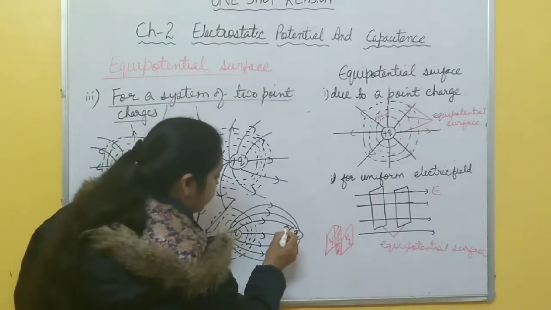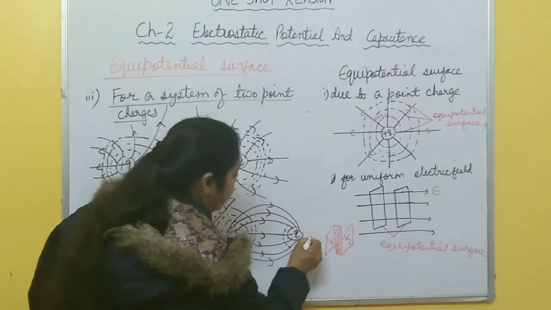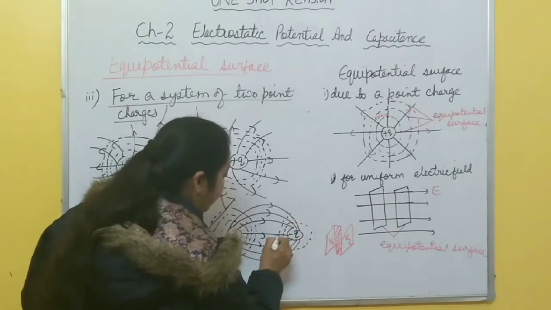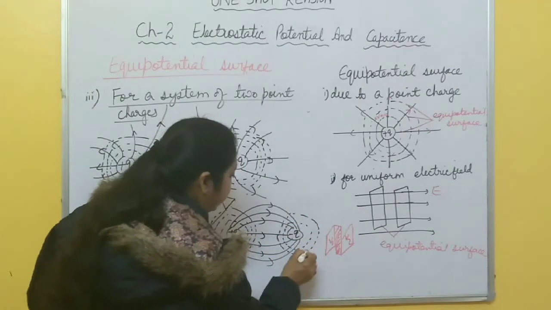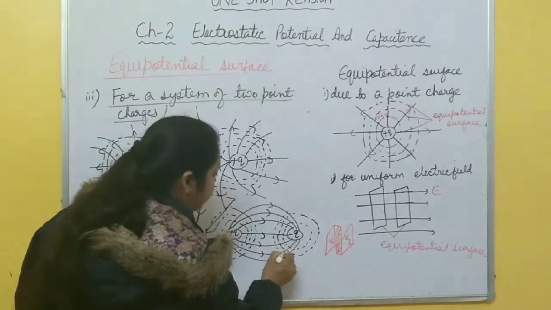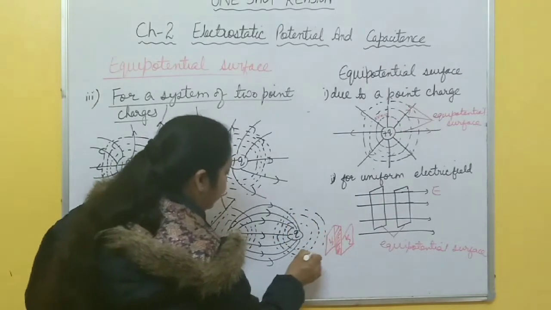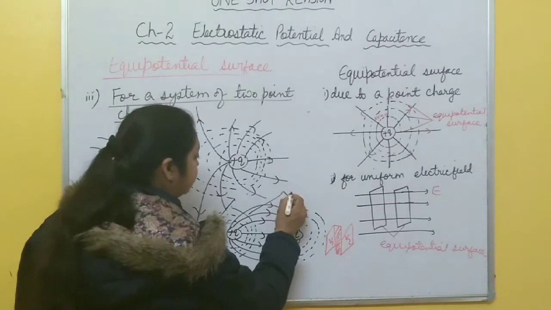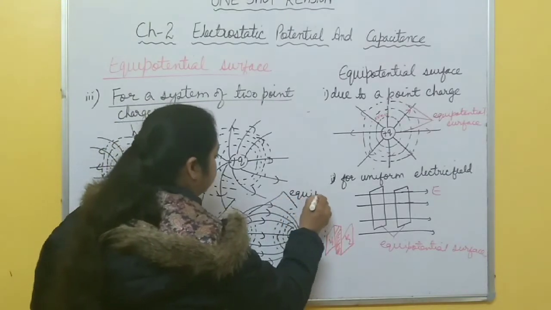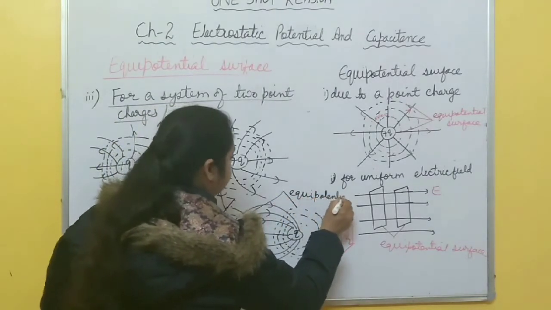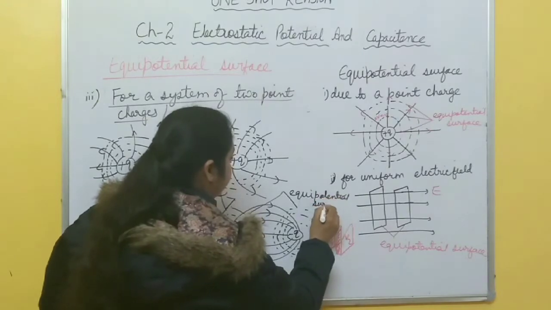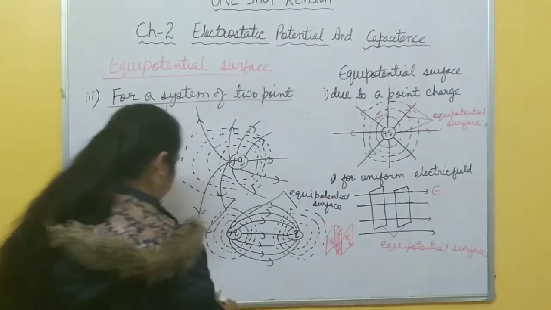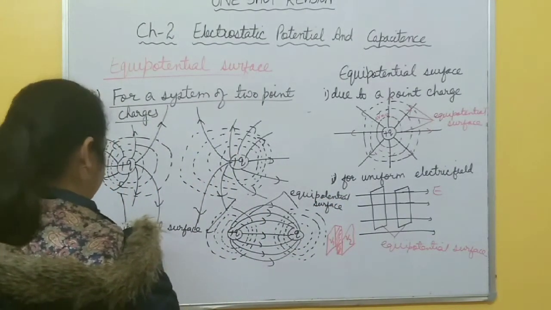These are equipotential surfaces. This side field lines are strong, so they are nearer to each other. This side they are farther apart. This side nearer to each other, this side they are farther apart. So these are equipotential surfaces for a pair of equal and opposite charges, okay?